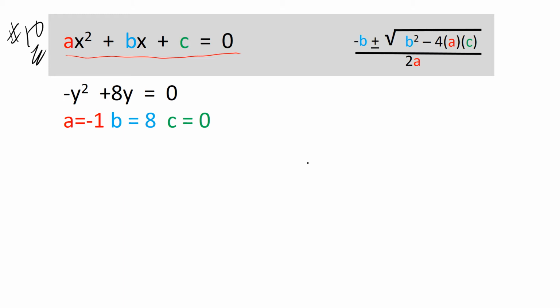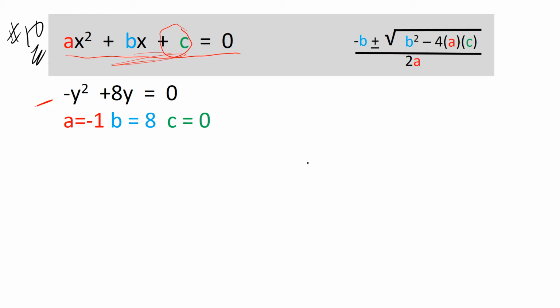So although it doesn't look like it, looking at the problem, negative y squared plus 8y equals 0, that actually is in the standard format. The reason that it looks a little bit funny is that it doesn't have this piece, so we can assume that that's just going to be 0. But it does have the y squared and the y in there. So it's in the format we need.